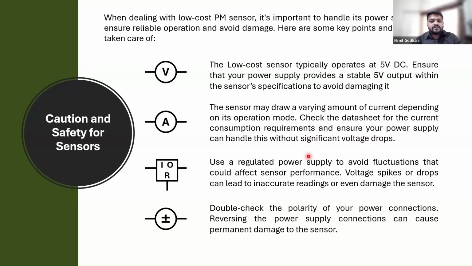The most important thing is to double check the polarity of the power connections right now, because low-cost sensors are used directly in wire sheds, which have some different connections also. So once we are connecting the sensor, make sure that each and every connection is right.